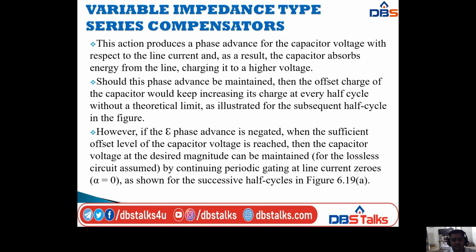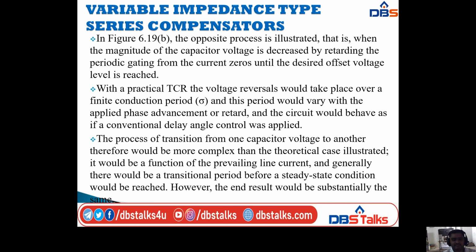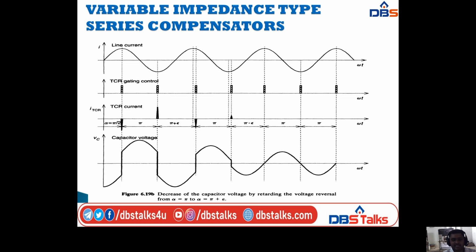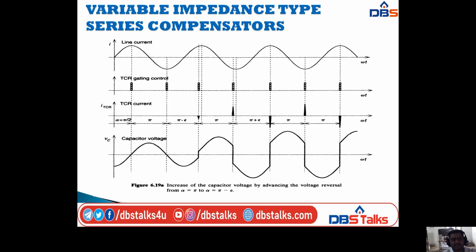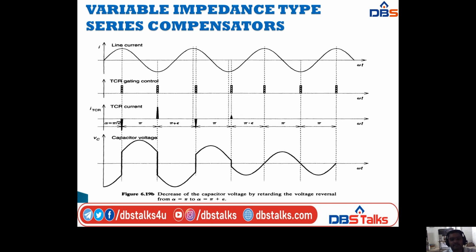Okay, and next coming to the B diagram, that is this one. In this one also the same explanation, but here there is a decrease of the capacitor voltage. Previously I was increasing the capacitor voltage, that is the 6.19 A diagram. In the 6.19 B diagram, I am decreasing the capacitor voltage by retarding the voltage reversal from alpha is equal to pi to alpha is equal to pi plus epsilon. In the previous class I was taking alpha is equal to pi minus epsilon. Now in this one I am taking alpha is equal to pi plus epsilon.